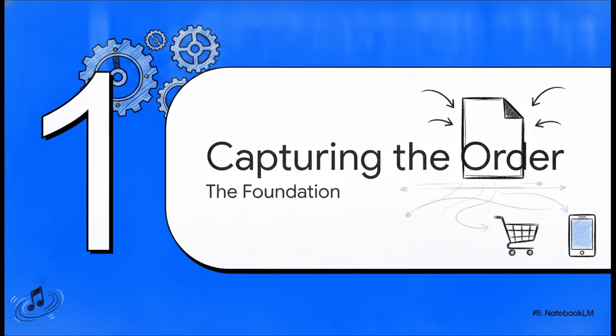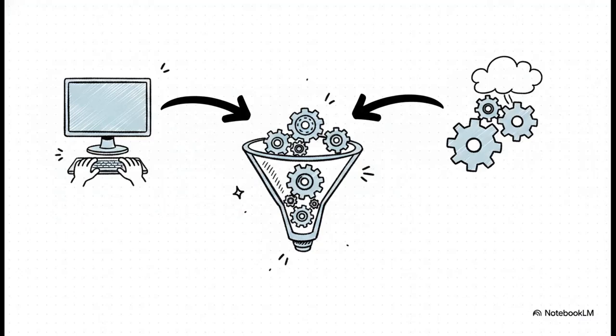Starting off with Section 1, Capturing the Order, the Foundation. Right off the bat, you've got two primary doorways into your system: entered orders and imported orders. Entered orders are exactly what they sound like, right? A user is sitting there manually building the order, adding lines, and pricing it out right in the UI. Imported orders, on the other hand, flow in automatically from your upstream integrated apps or e-commerce platforms.